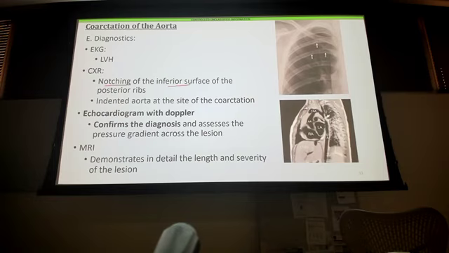Echo is going to be your test of choice because you're going to be able to visualize that coarctation of the aorta and measure how bad it is, what the movement is, what the flow across it is, and all that kind of stuff. But ultimately, these folks would benefit from an MRI because I want to see how long this coarctation is. Is it just a little tiny area, or am I going to have to remove 3 inches of the aorta to get rid of the coarcted portion of it? So the MRI is actually going to be important in helping with surgical planning.